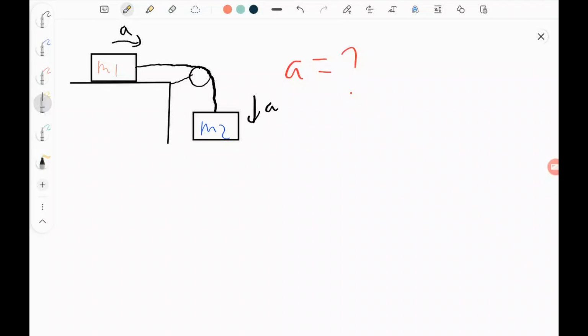We know that block 1 will accelerate to the right and block 2 will accelerate downward. So let's look at the forces that act on block 1. Block 1 obviously has an interaction with the Earth, so it must have a downward gravity force acting on it equal to m1g. Now, the surface below it also exerts an upward normal force perpendicular to the surface. So it's going to exert an upward normal force called Fn. And Fn and m1g are equal, hence there's no net force in the y direction.